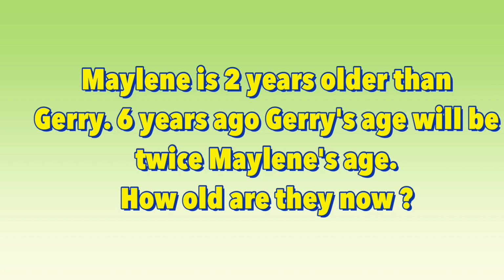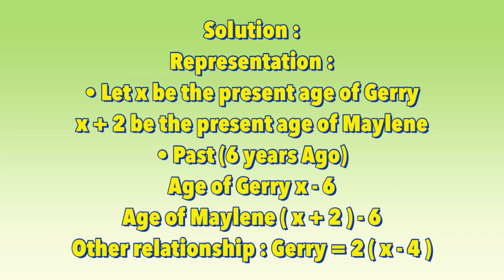Okay, next problem, number 6. Millen is 2 years older than Jerry. 6 years ago, Jerry's age was twice Millen's age. How old are they now? So it's asking for the present age. Our solution: first we have to make the representation.